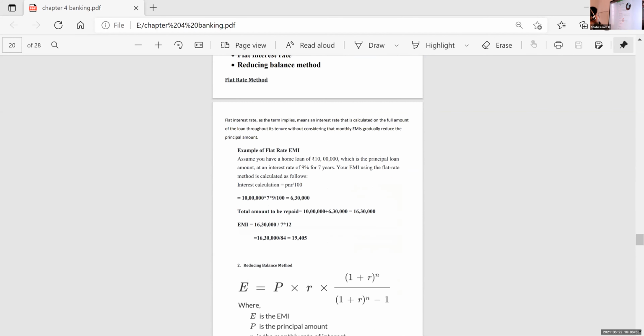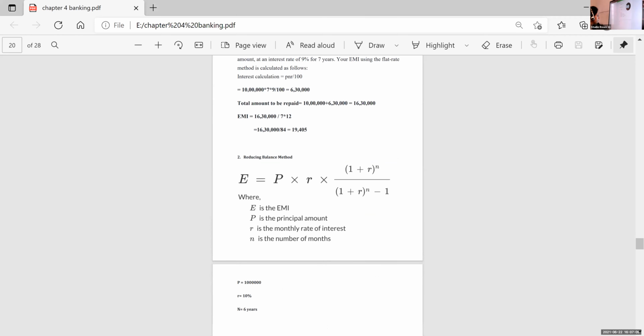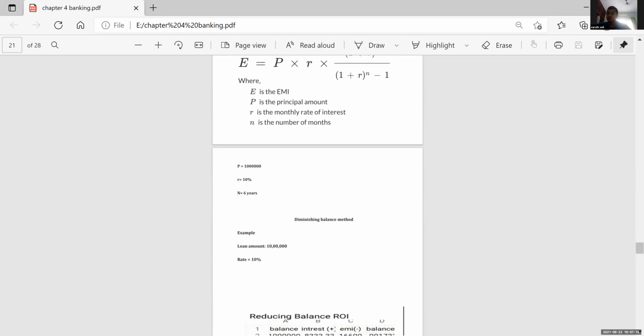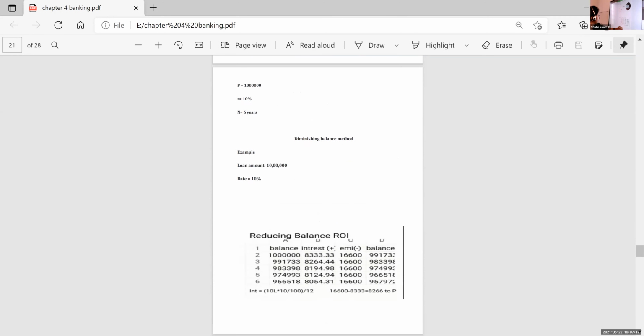The flat rate EMI, a fixed rate EMI, and reducing balance method or diminishing balance method. Did you get the idea? Yes or no? Yes. Okay. Now I am satisfied seeing your faces.